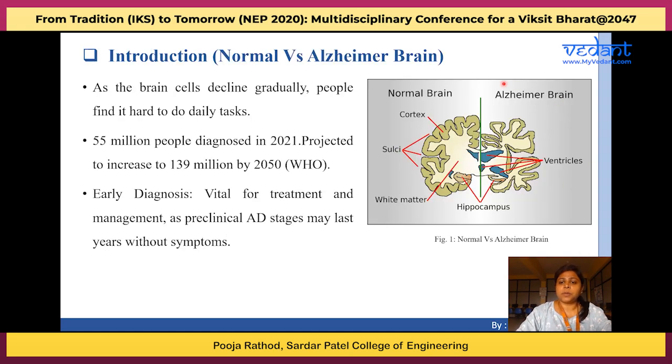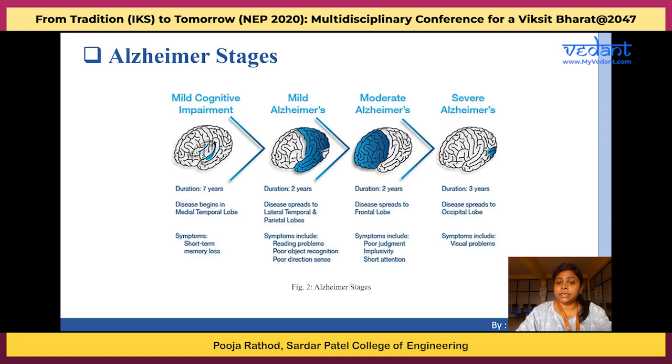So this is the Alzheimer's brain, in which the brain cells shrink, and it causes enlargement of the ventricles in some parts of the brain. It increases through several stages of Alzheimer's. This is the first stage, mild cognitive impairment, then mild Alzheimer's, moderate Alzheimer's, and severe Alzheimer's. In mild cognitive impairment, it is just short-term memory loss.